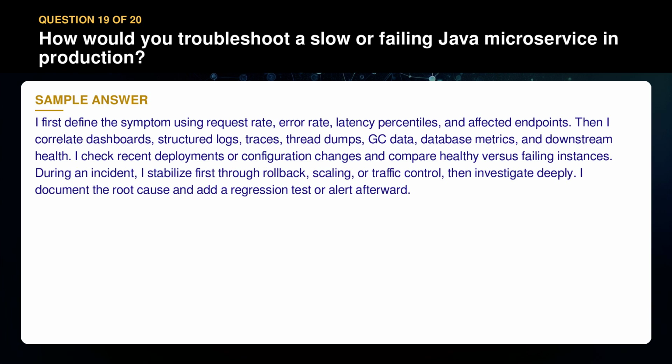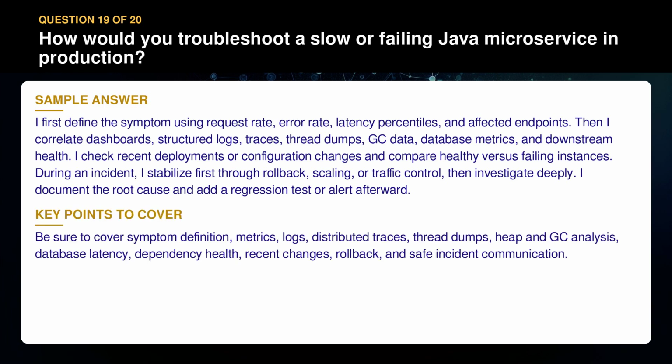During an incident, I stabilize first through rollback, scaling, or traffic control, then investigate deeply. I document the root cause and add a regression test or alert afterward. Be sure to cover symptom definition, metrics, logs, distributed traces, thread dumps, heap and GC analysis, database latency, dependency health, recent changes, rollback, and safe incident communication.